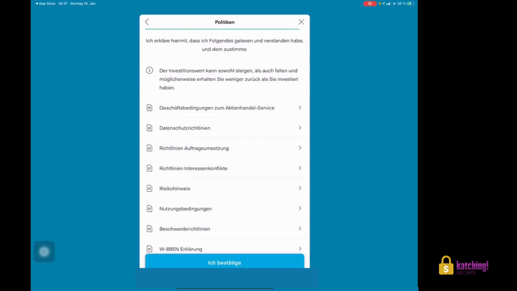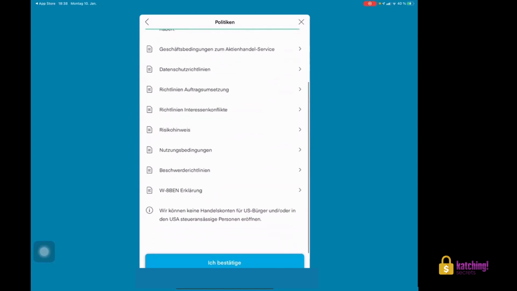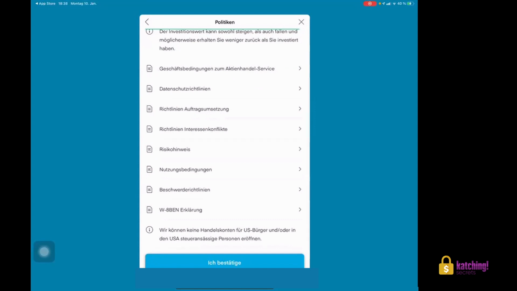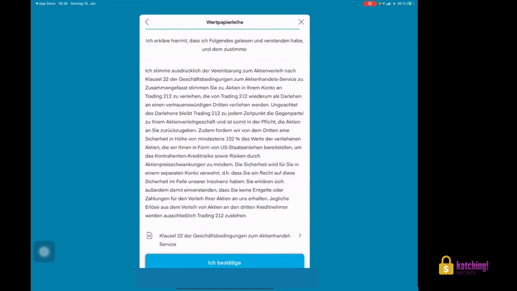Continue. So I agree that I confirm that I have read the following and understood everything, and I'm confirming it. So please either read it or download it, take a look on it, just scroll through it. You will always have the chance to do that afterwards as well. So then just continue. I confirm that I have read the following and understood.